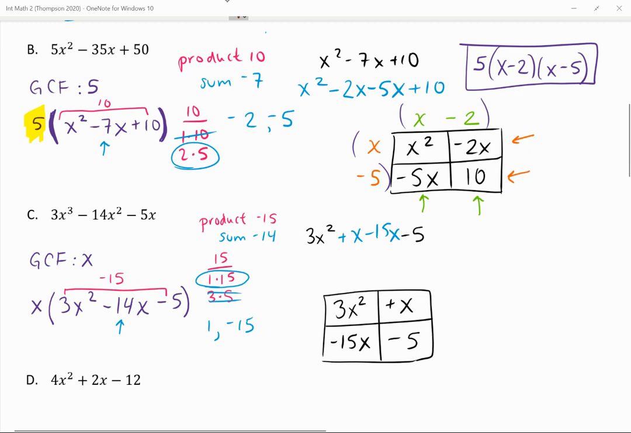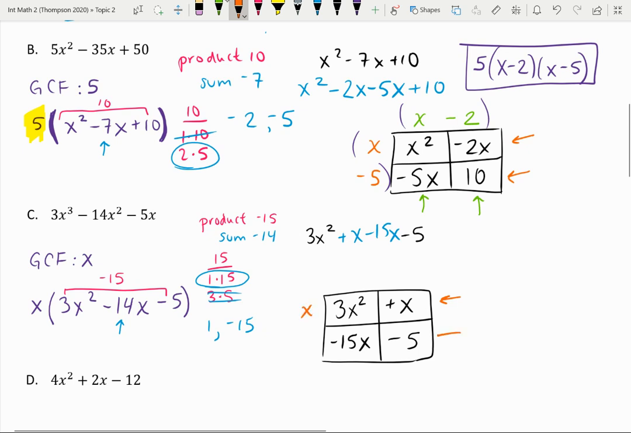Now I take out the GCF out of each pair. So looking at my first row, 3x squared plus x. What can I divide out of both of those? They each have an x in common. Negative 15x minus 5. Well, I could take a 5 out of both of those, and since the first term is negative, I must also take out a negative.